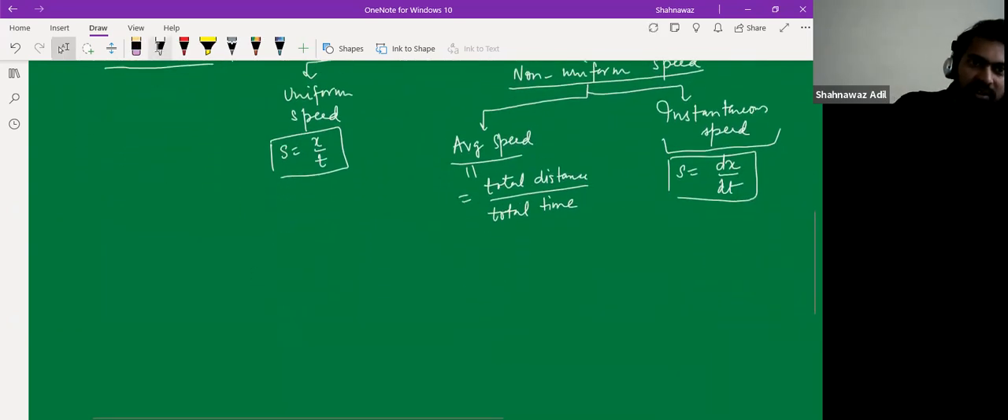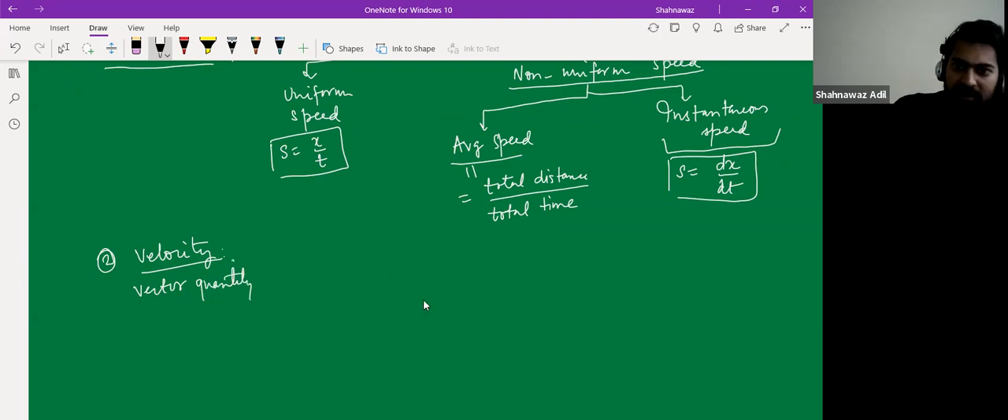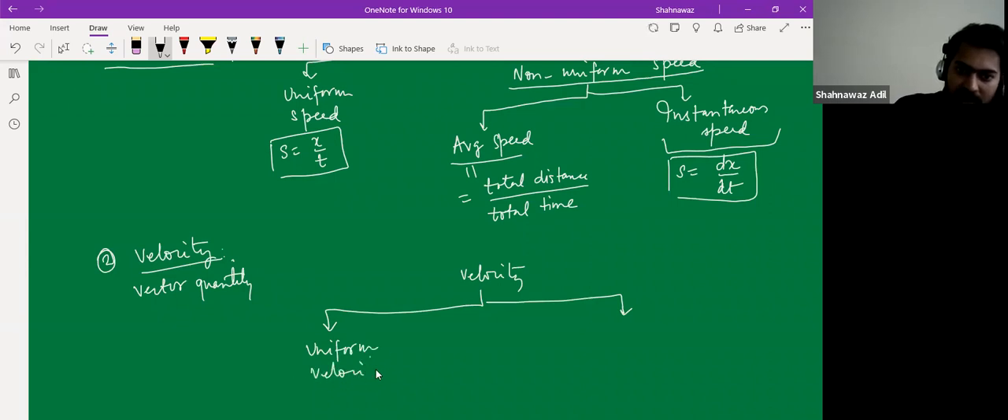Similarly, you have velocity. Velocity is a vector quantity, and it has the same tree diagram as we did for speed. So velocity is again of two types: one is uniform velocity, and the other is non-uniform velocity.